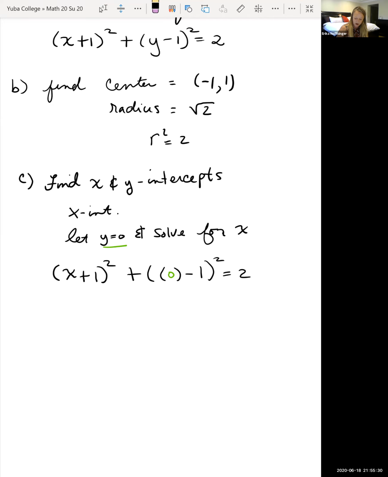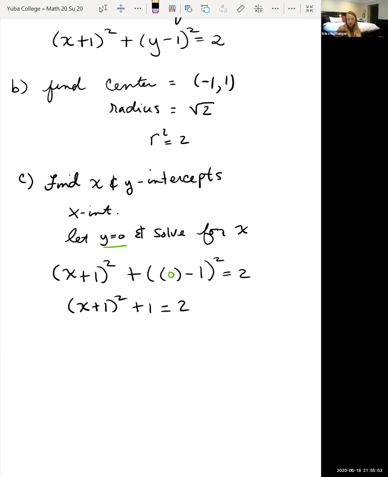So I need to solve for x. This is where chapter 1 could be really helpful for us. Look at this. We have a perfect square here, (x + 1) squared, plus (y - 1) squared, which is plus 1 equals 2. So there are multiple ways we can go about solving this.